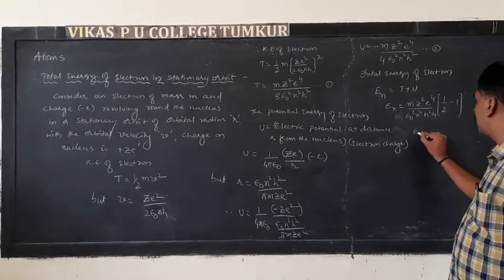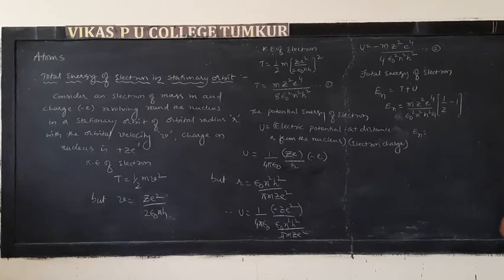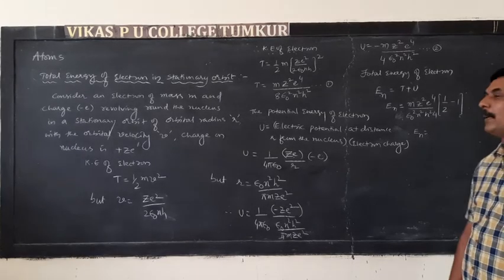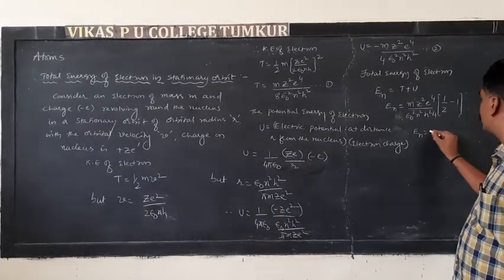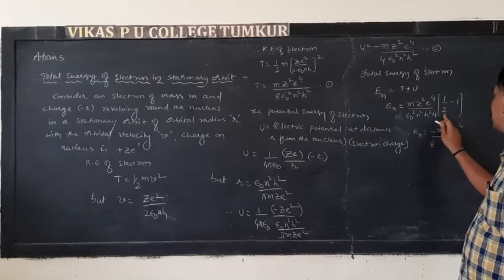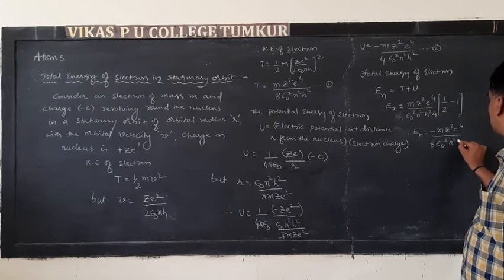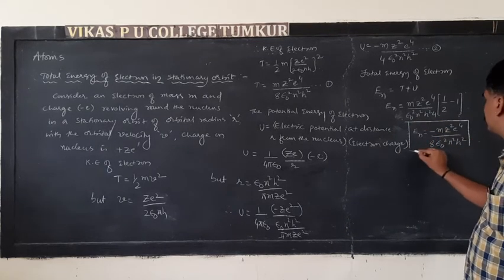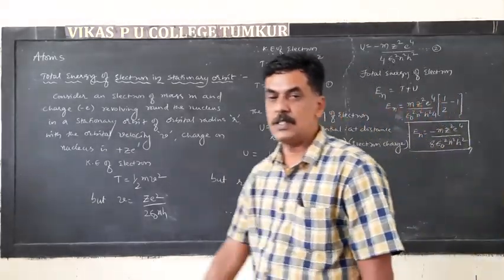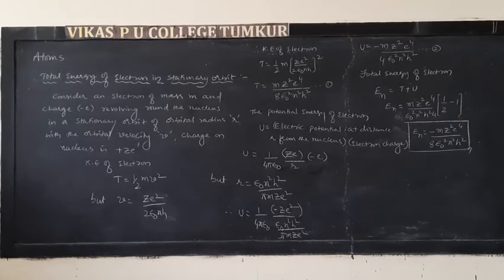So what am I going to do now? I am going to evaluate this. Half minus 1 is minus half, multiplied by the common factor. So you get minus m Z squared e power 4 divided by 8 epsilon naught squared n squared h squared, because half into 1 by 4 is 1 by 8. So this is the final expression for the energy of the electron in the nth orbit, or nth stationary orbit, of a hydrogen-like atom.